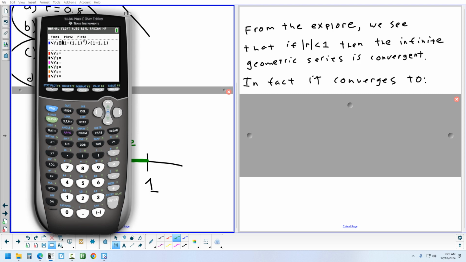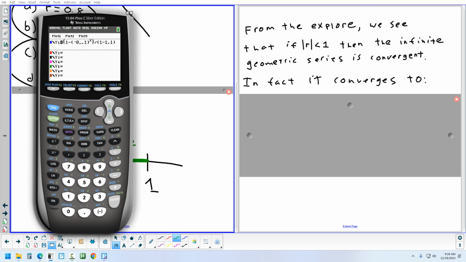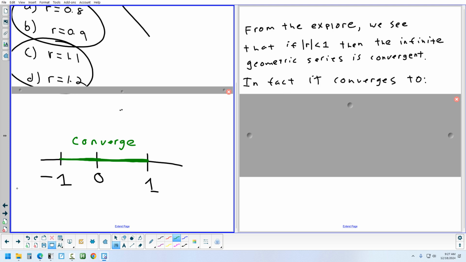I didn't do a negative, but I could show you a negative. Like, let's do -0.5, and let's make this a -0.5. It'll still converge. So if you go to your table and look at what happens, it looks like it's getting very close to the fraction 2/3. So anytime that your R value is in that green zone, it'll converge.